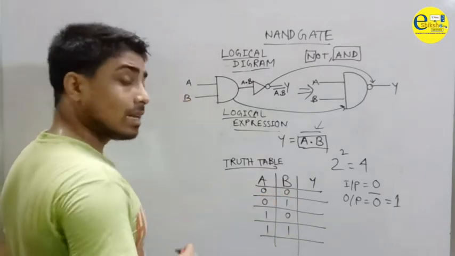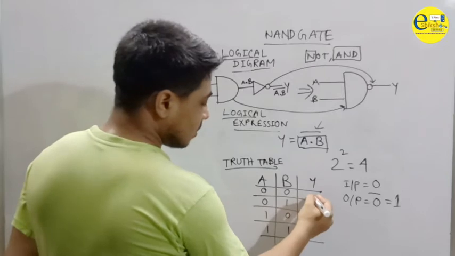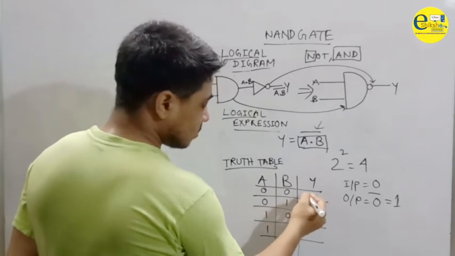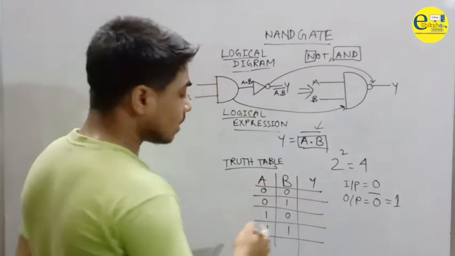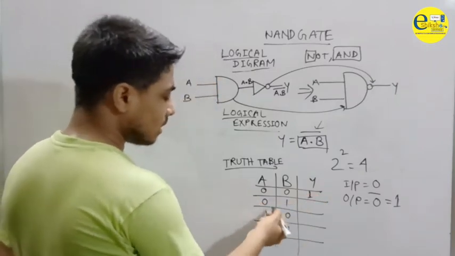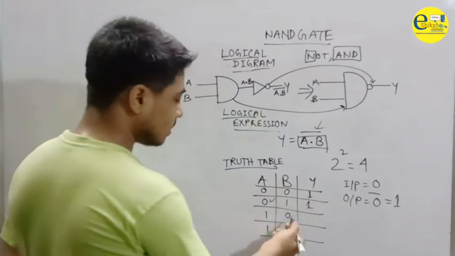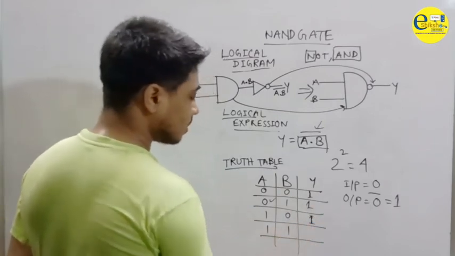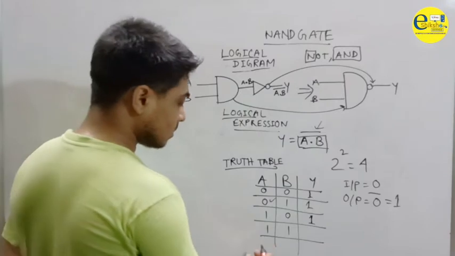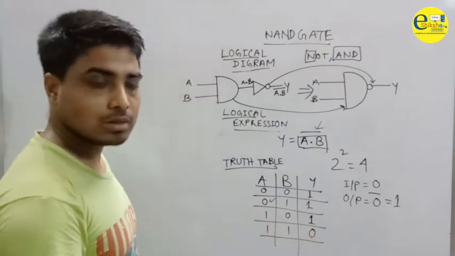So here, is there any 0? Yes, it has a 0. So that's why the output is 1. Is there any 0? Yes, it has. That's why the output is 1. Is there any 0? Yes, it has. That's why the output is 1. Is there any 0? No, it hasn't. So that's why the output is 0. Okay, I hope you understand.